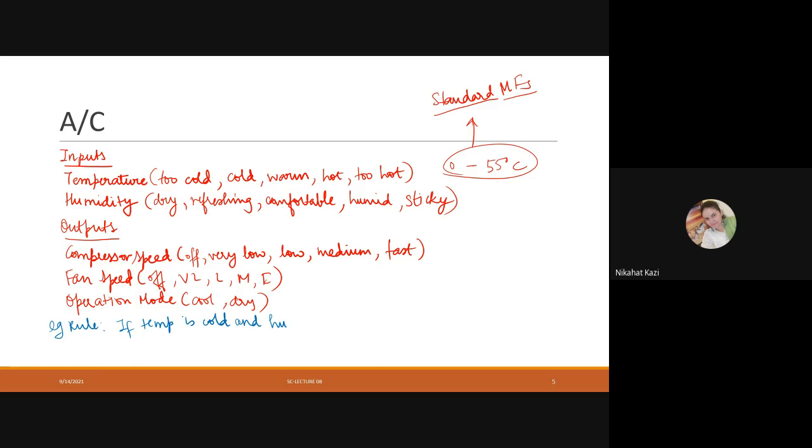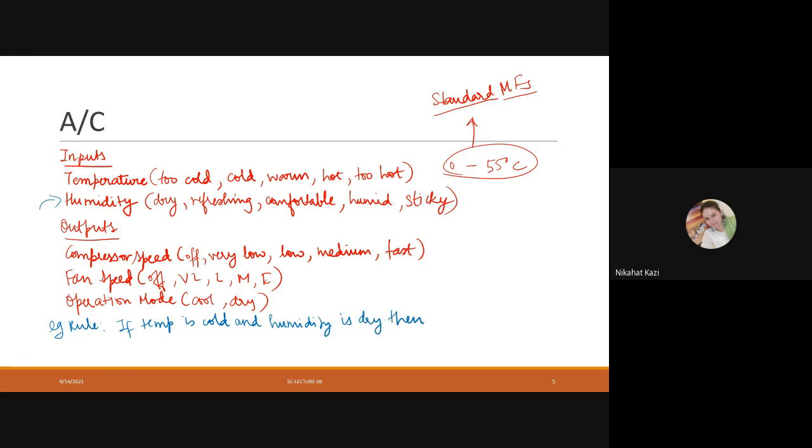as well. So then you can take single inputs as well. In that case, the second parameter is not going to influence at all. Okay. So I'm just giving you a generic rule. So humidity is dry.